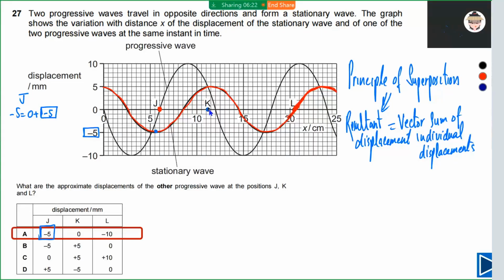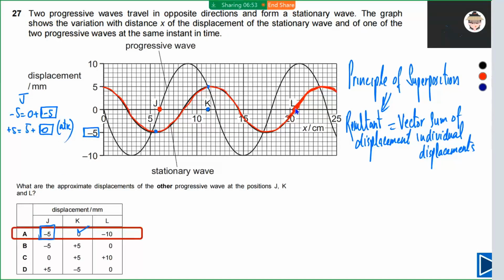Now if you go to point K, at this point in the stationary wave, its displacement is plus 5, and this progressive wave displacement is also plus 5. How about the displacement of the other wave? That one has to be 0. So that's the reason this one is 0, and this is at K.